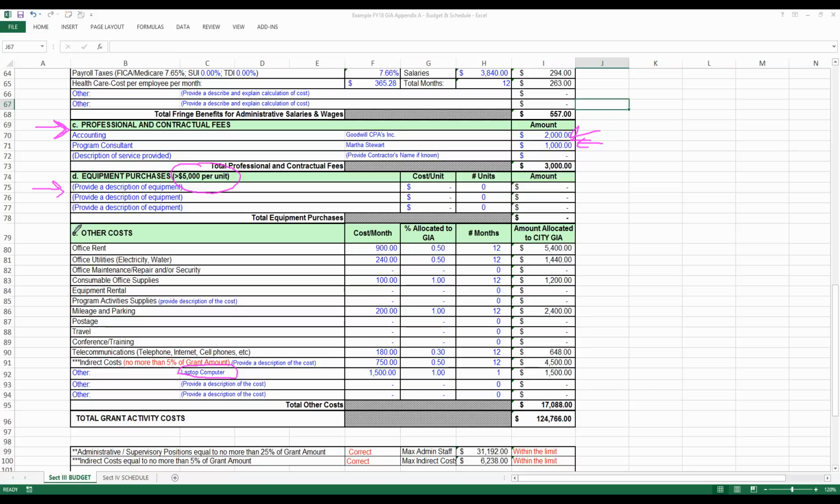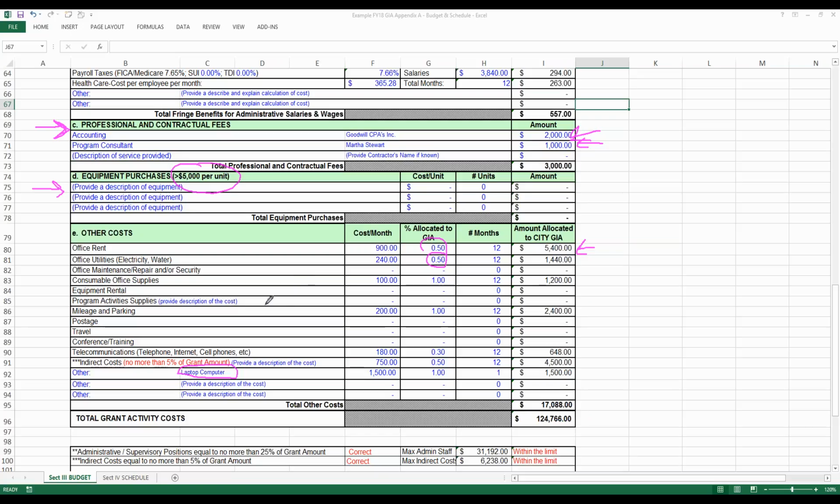Now let's look at section E, other costs. So here we just pre-fill some of the very typical costs that we see from agency to agency. So in this case, this organization has office rent that they want to allocate 50% to Grants in Aid for 12 months. The formula is already there. Also the utilities at the same 50% rate as the office rent for 12 months. The amount is allocated here and calculated, and so on.